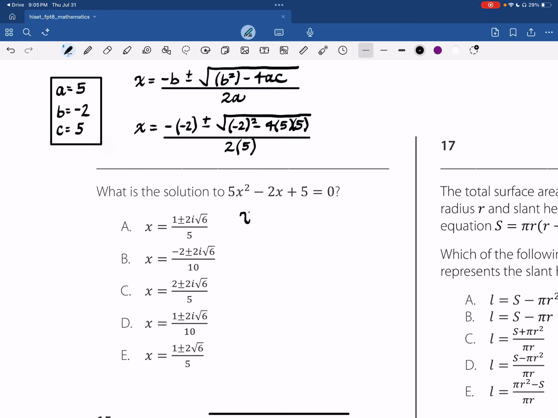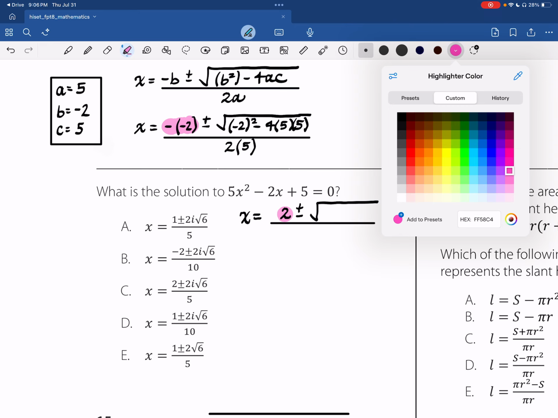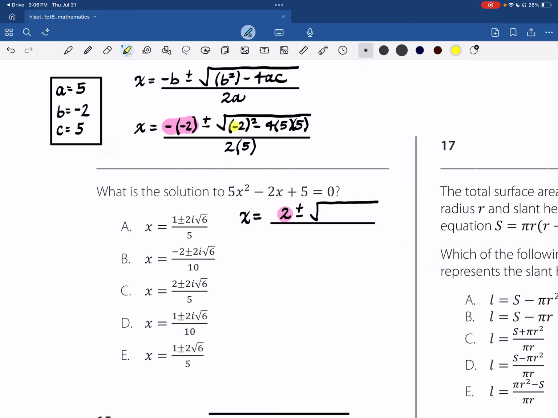So I'm going to jump down here and go ahead and draw my fraction bar. And then just to help us stay organized, I'm going to highlight my terms. So here's a -2. That makes a +2. Okay. Then plus or minus the square root of, you get a different color. We have a -2 times -2. That's going to give me a +4 under the radical.